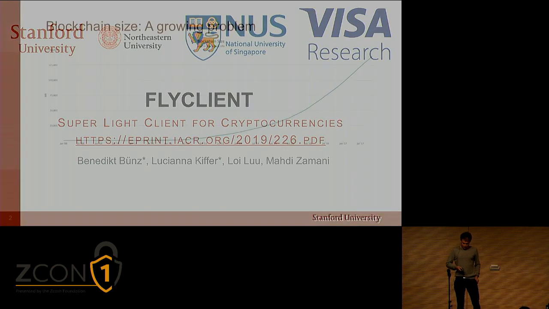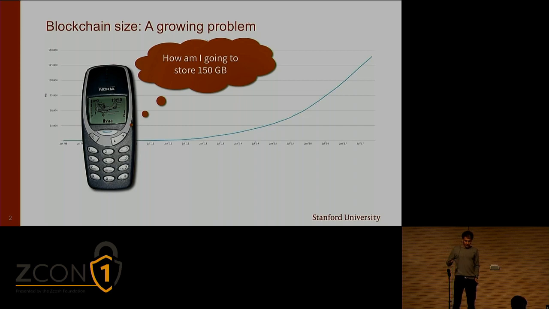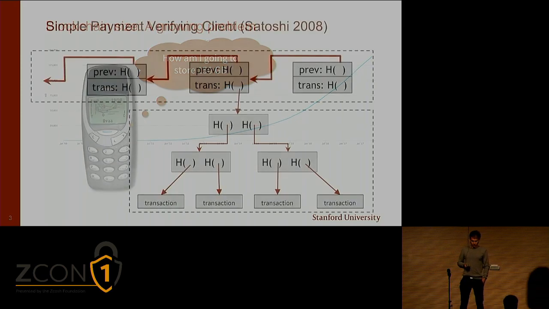The problem that we're trying to tackle is that blockchains keep growing, and running a full node for any of the major cryptocurrencies is now a big requirement. This is especially a problem if you think about mobile phones or really resource-limited clients, and how they are going to store 150 gigabytes, which is, I think, the size of the Bitcoin blockchain whenever I did this plot.